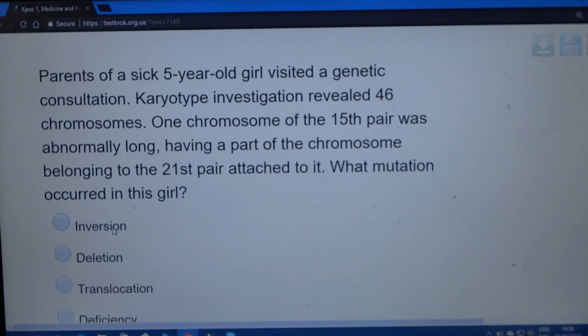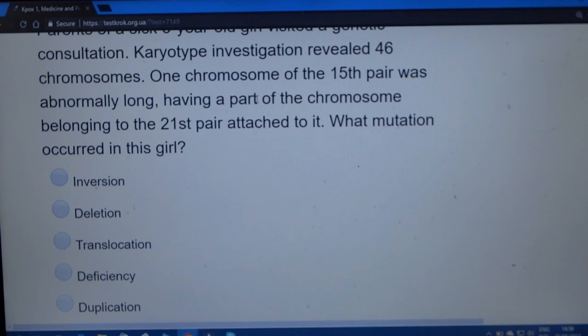Now, when we say inversion, that means the chromosome has turned. It has turned, maybe 360 degrees, but it has completely turned. That's what inversion is. So the head becomes tail and the tail becomes head. But that's not the case over here. Deletion. No, nothing has been deleted over here. It is still intact. Just that a portion has moved to the other side. Translocation. Of course, that is our answer, because translocation means it moves from one place to join the other part. Division, no. Duplication, no. Your answer is translocation.